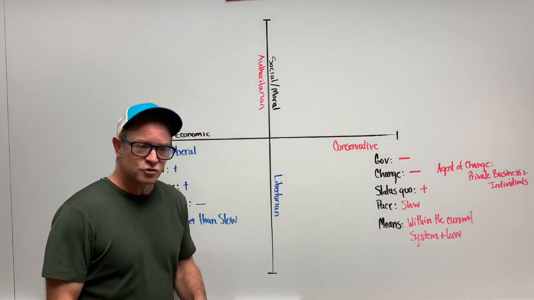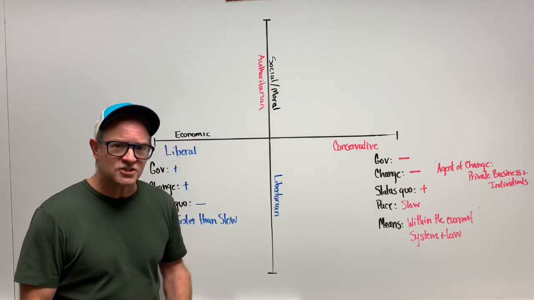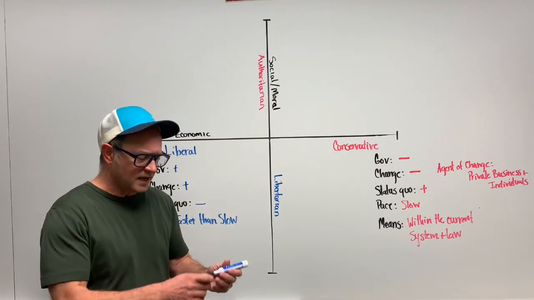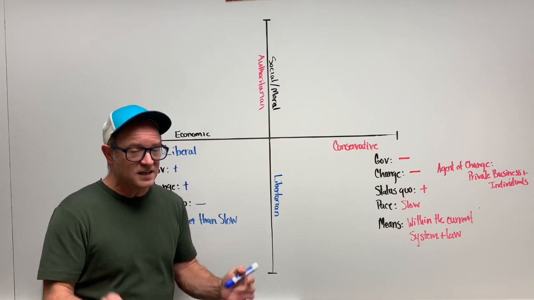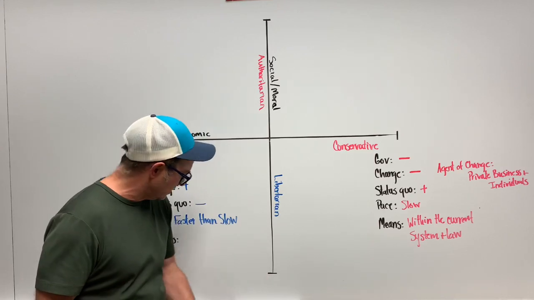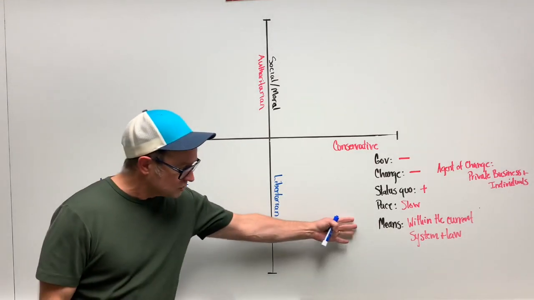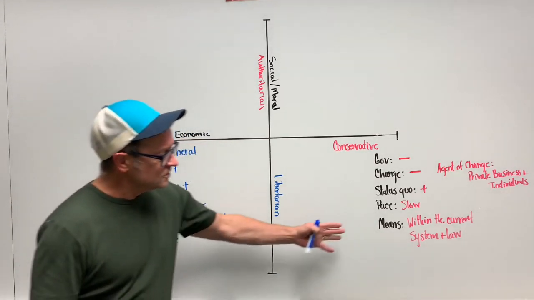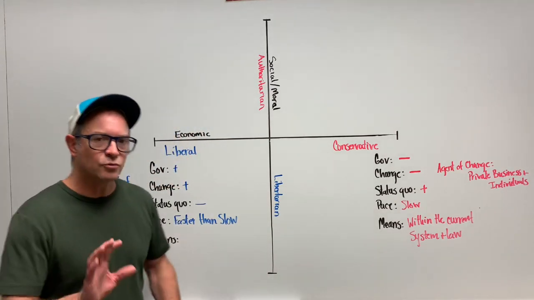They don't want to drag the feet. They want the change to happen, and they want it to happen as quickly as it possibly can without there being destabilization, without violence occurring. Now the means, interestingly enough, this is where conservatives and liberals agree.